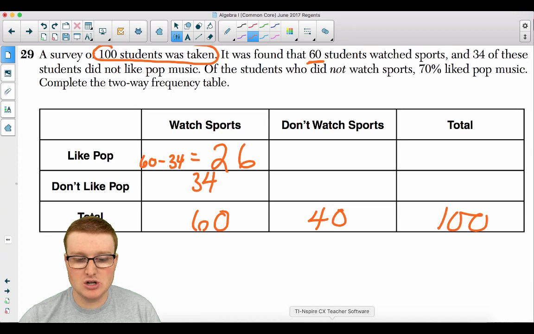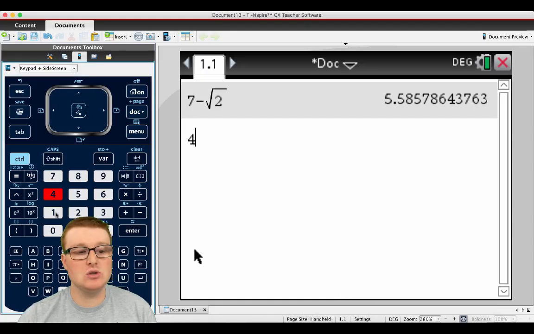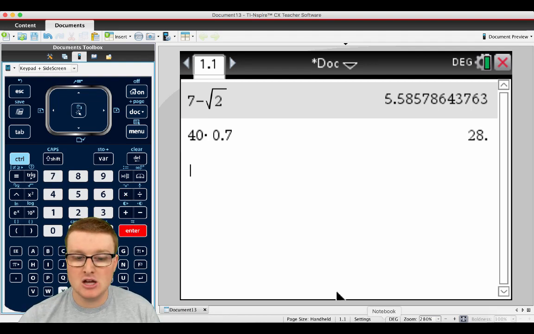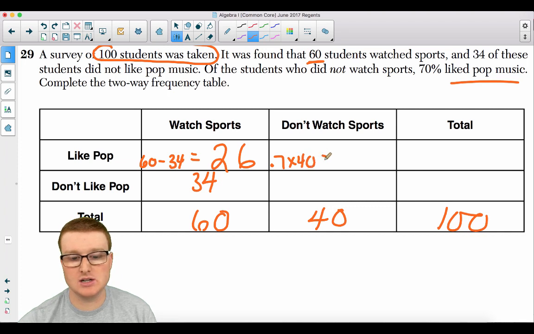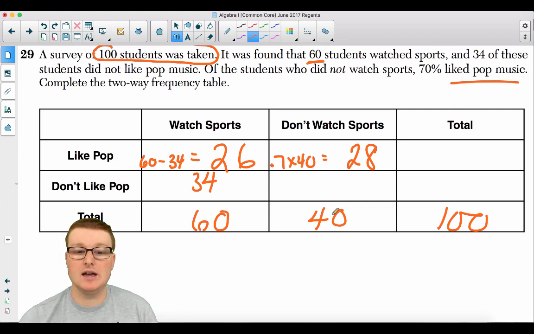It said that 70% of the students liked pop music. So what you're really doing is you're taking the 40 students and multiplying it by 70%, which is just 0.7, and you get 28 students. So that means that 28 students of the 40 liked pop music. Then you just find the students who don't watch sports and don't like pop music. It's 40 minus 28, you get 12 students.